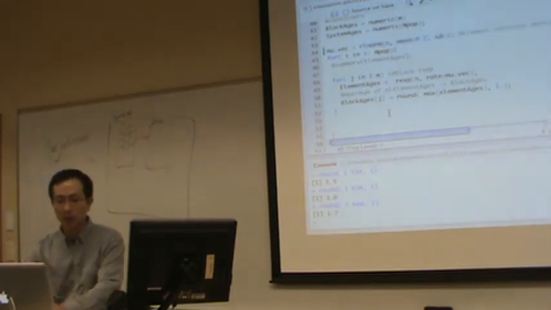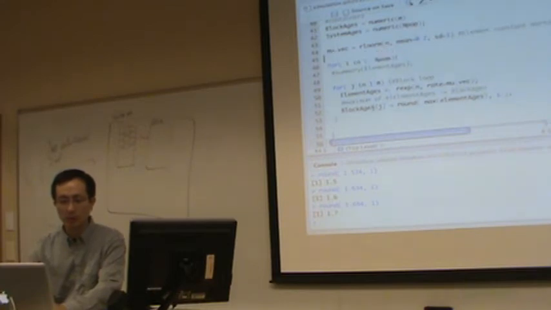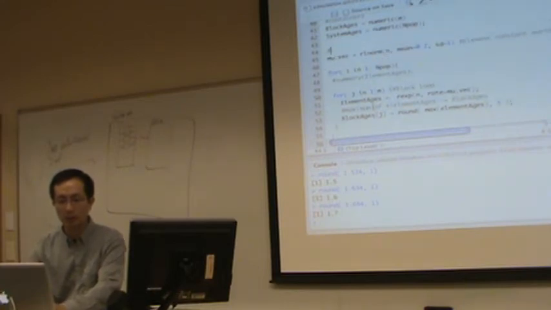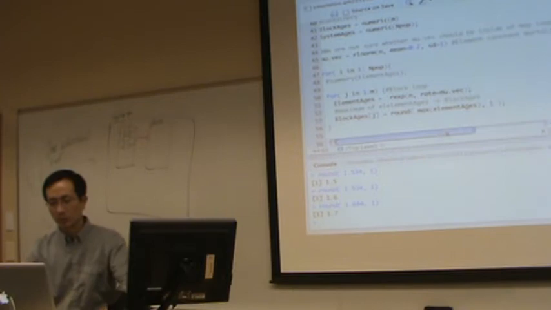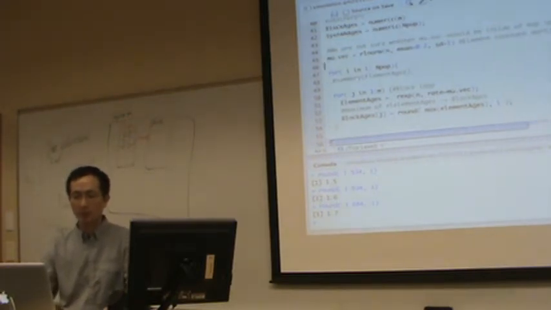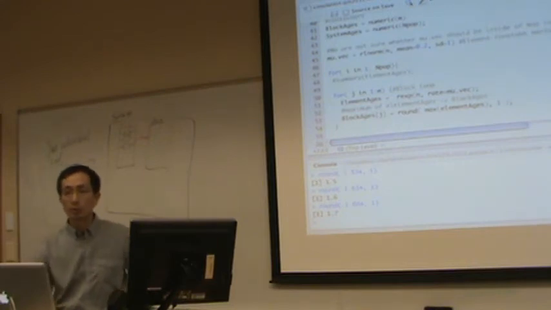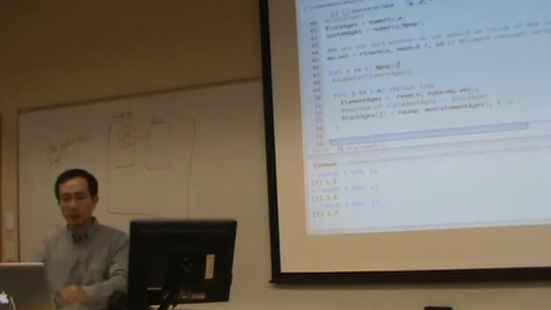I'm going to put a note here, say we are not sure whether mu of that should be inside or outside the loop. So although in theory people can work it out, when we actually simulate or implement things, there are some subtle differences there.